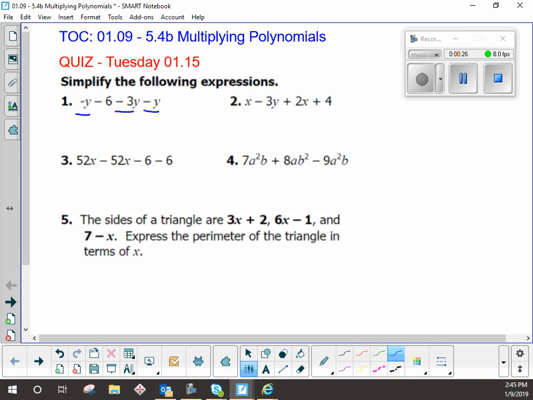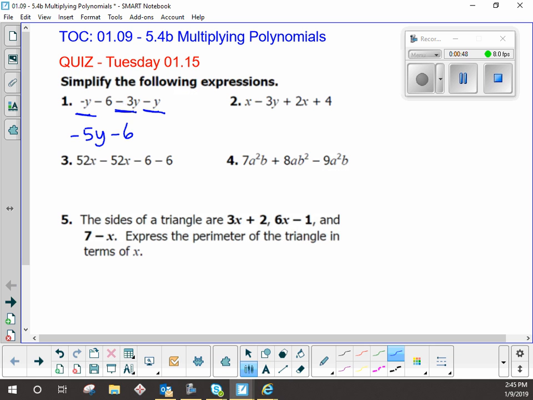So remember yesterday we learned that when we're adding or subtracting, we do not add the exponents, right? We're just doing the coefficients. So if I have -1 here, -3 is -4, -1 is -5. So that's -5y minus 6, right? The 6 doesn't combine with anything, so we just bring it down.